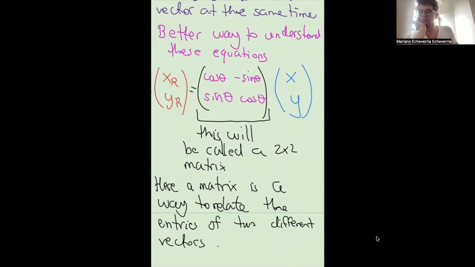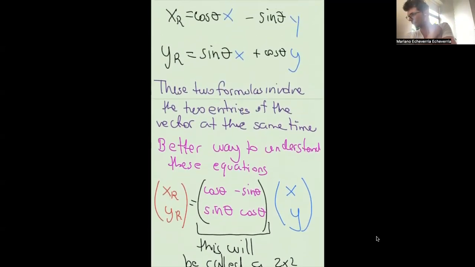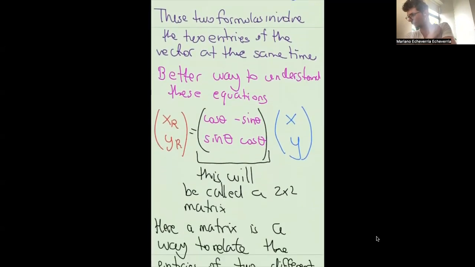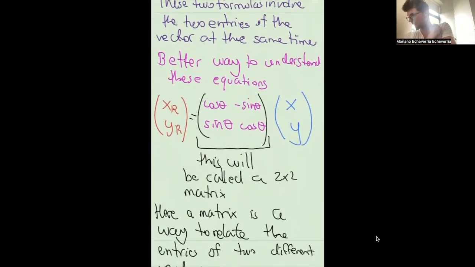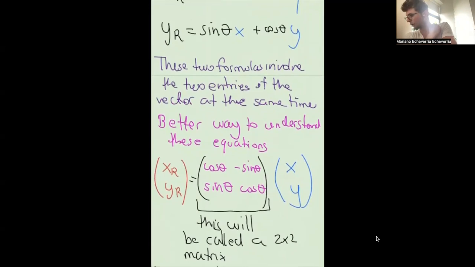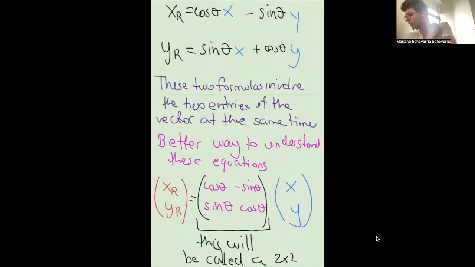Professor, I have a question. Sure. For cosine theta, minus sine theta, I understand, but at the bottom, y_R is equal to sine theta x supposed to be plus cosine theta y, right? I'm just confused about this part.